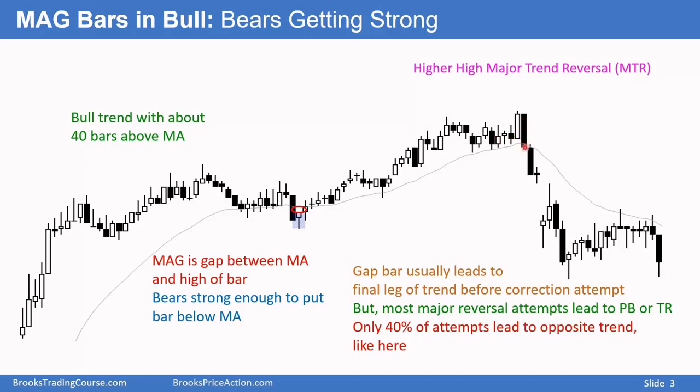The bears get the reversal, and at this point, they have a 40% chance of a swing down, which they got. They have a 60% chance of either a trading range or a bull flag and a resumption of the bull trend.